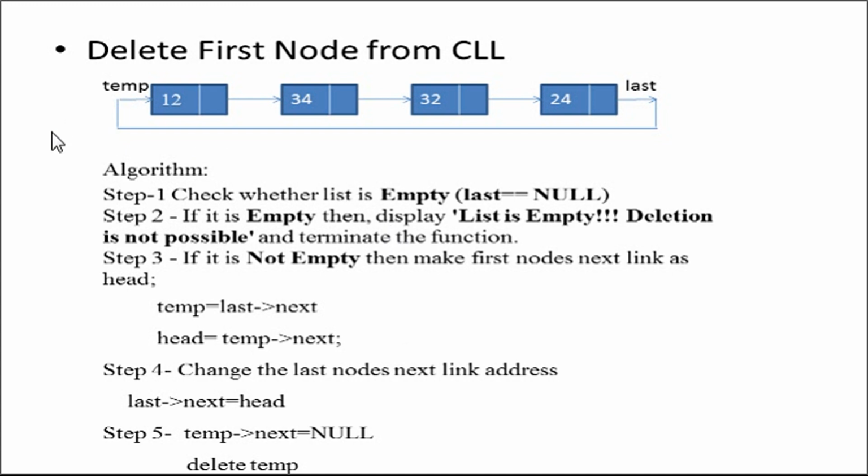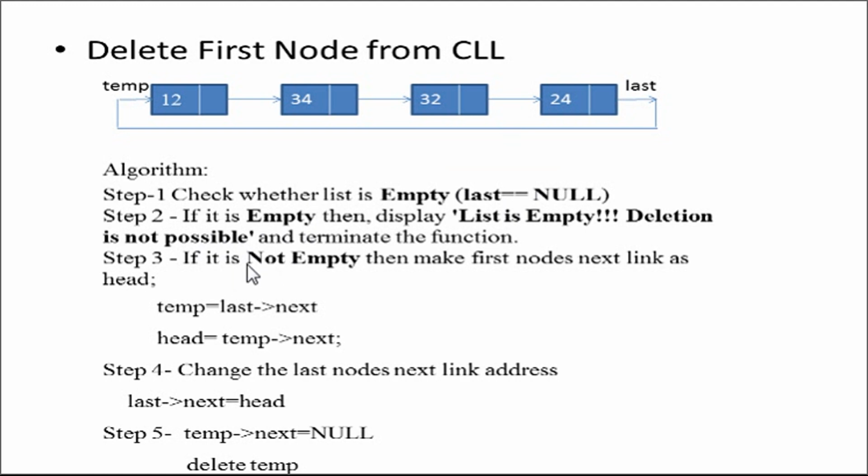Same as the delete operation on CLL. So, delete first node from CLL. How to delete the node? This is the algorithm which shows how to delete a node from the first. Here we check whether the list is empty or not by just checking whether last is equal to null. If it is empty, then we can say that it is not possible to perform the delete operation.